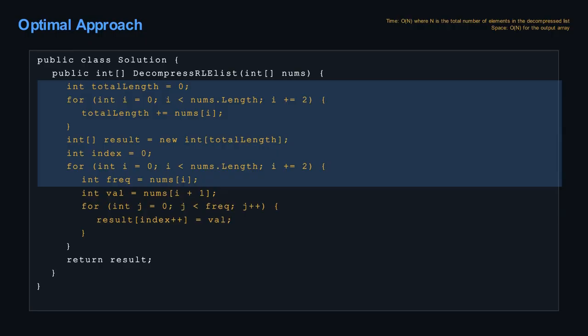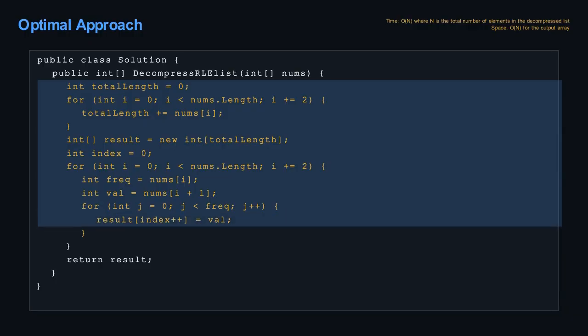Then, in a second pass, we iterate through the input again. For each frequency value pair, we fill our pre-allocated result array directly at the correct indices, incrementing a pointer as we go. This avoids all the overhead of dynamic list reallocations, leading to a more efficient memory usage pattern.